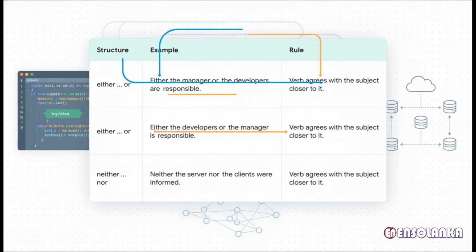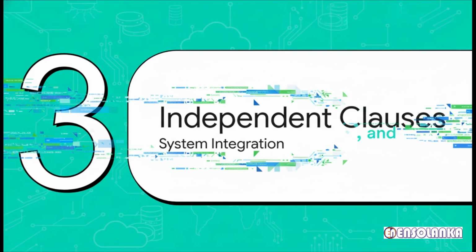So in that first example, the plural developers is closer, so we use are. But if you flip them around, the singular manager is closer, so now we use is. It's all about proximity.